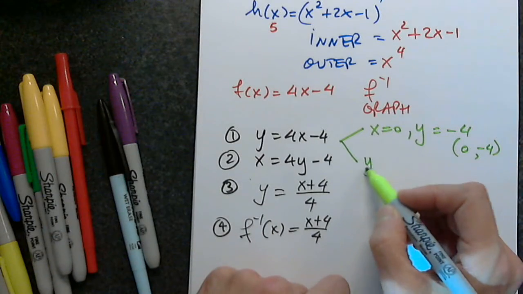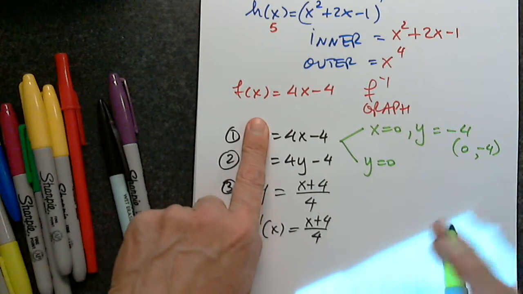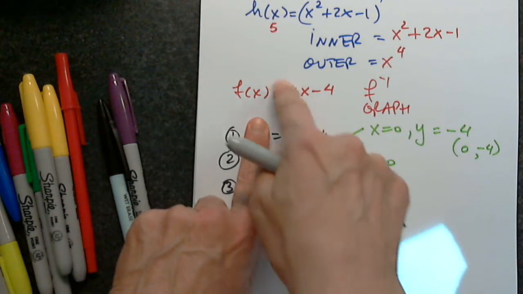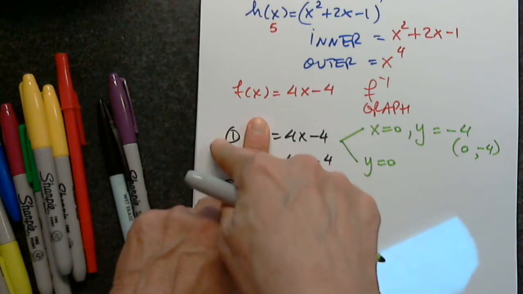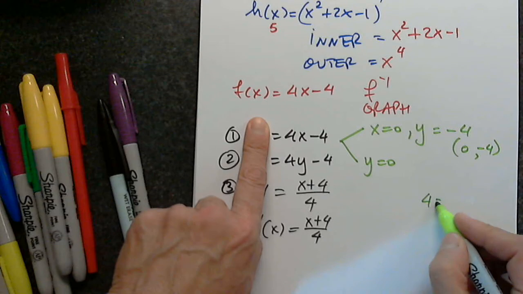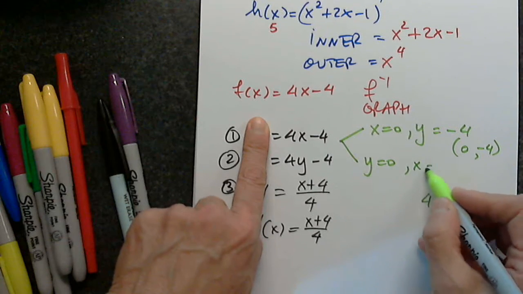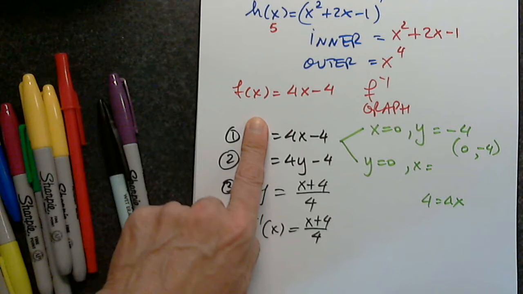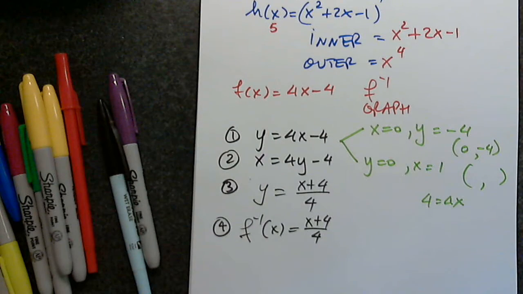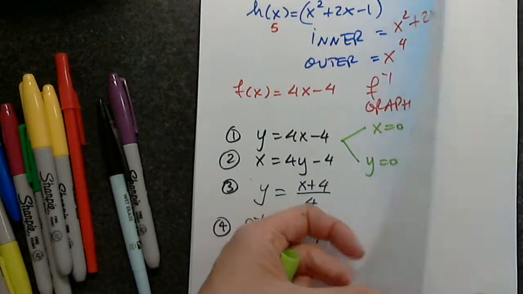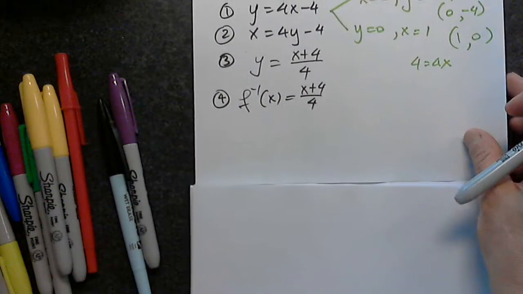The other one is when y is 0. Remember, you have to imagine that you're moving negative 4 to the other side, unless you want to write it, which is fine. 4 on the other side, so 4 equals 4x. How much is x? Exactly. What is the ordered pair now? Perfect. So let's graph. We plot these 2 points, and we graph the line.